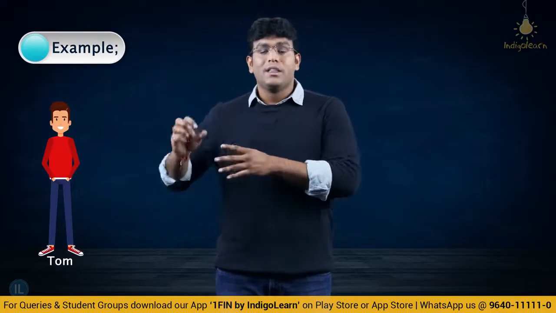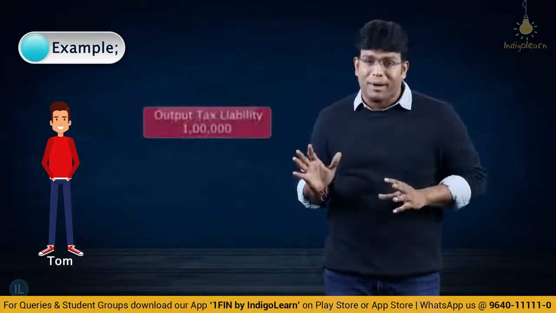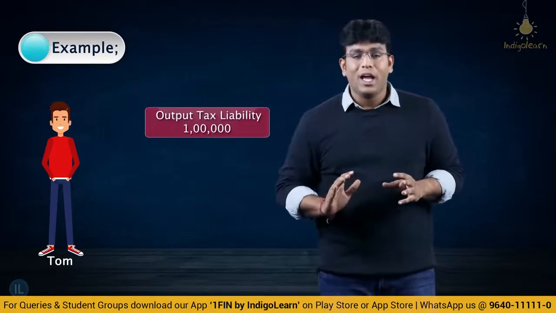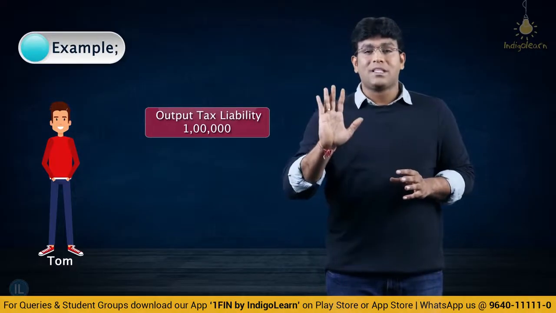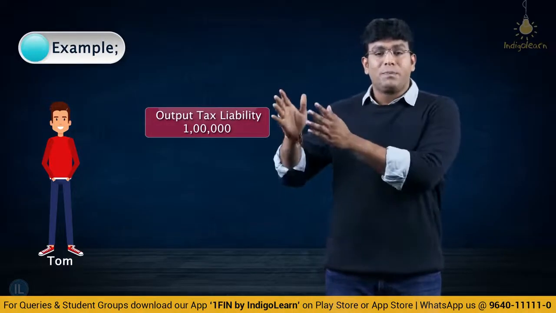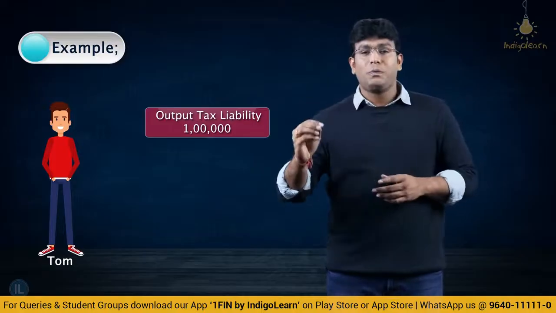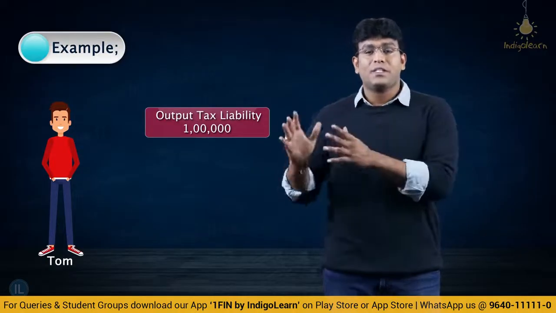Now, let's take an example. Let's say there is one person called Mr. Tom. This person called Tom is liable to pay a certain amount of 1 lakh to the government. How much is Tom liable to pay? Around 1 lakh. Tom has an output tax liability of 1 lakh which he has to pay to the government.